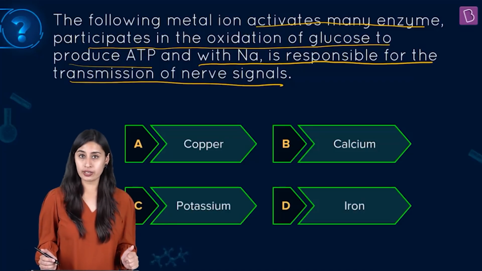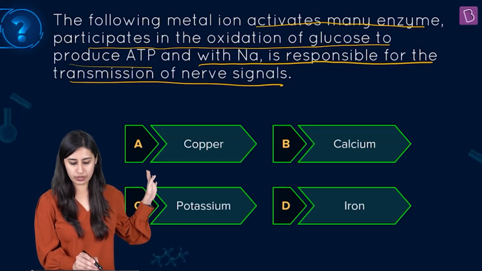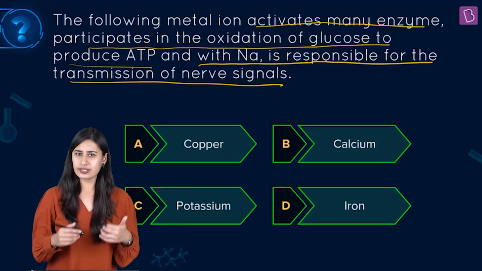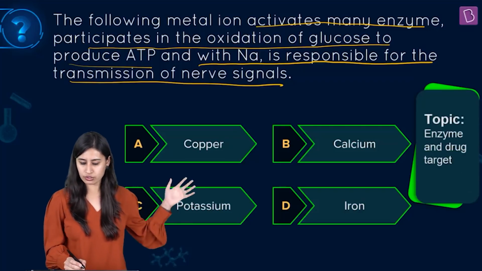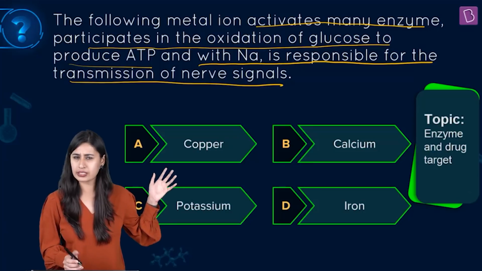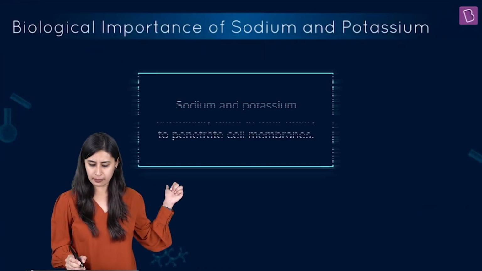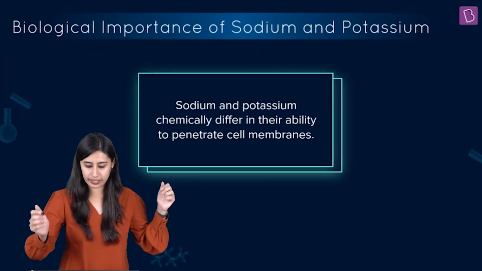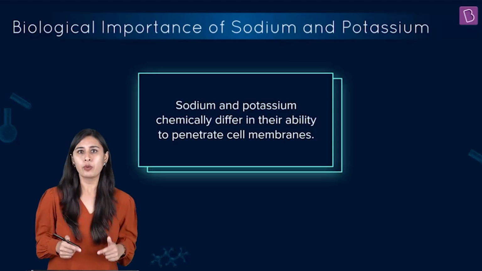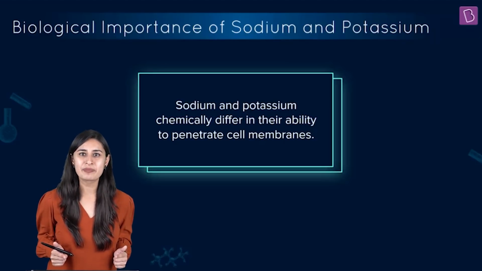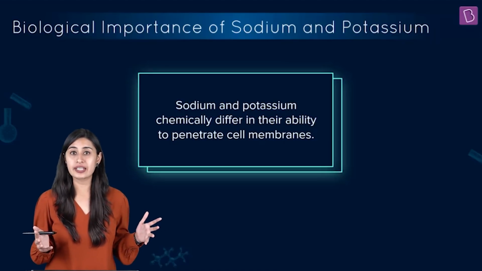Third is the most important. The cue here is talking about being responsible for the transmission of nerve signals. So let's see it, because yes, this is a question that belongs to the enzyme and drug target, and let's understand what's going on out here. Sodium and potassium chemically differ in their ability to penetrate cell membranes. Both are group 1 elements. Both are alkali metals. As we go down the group, the size increases.